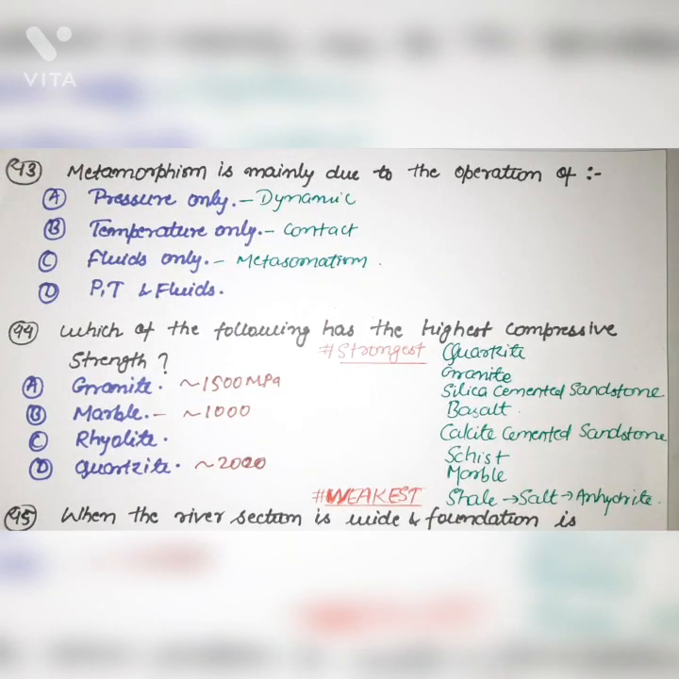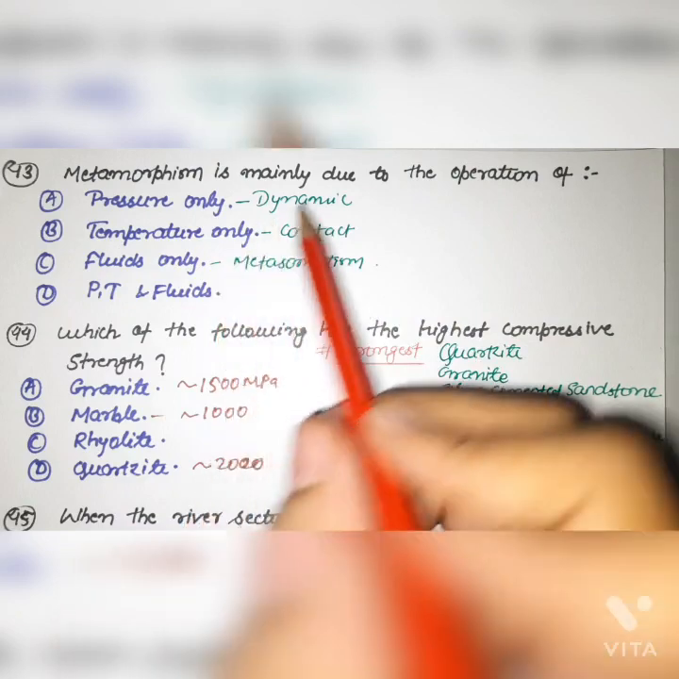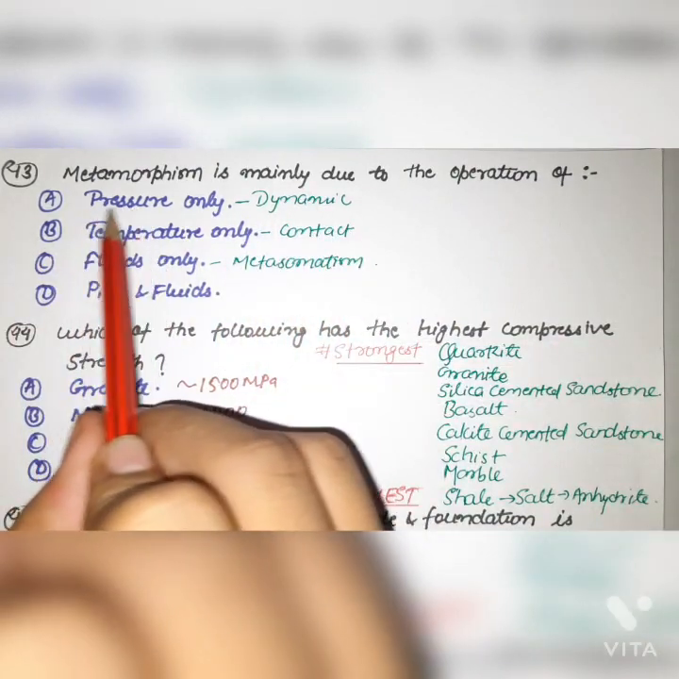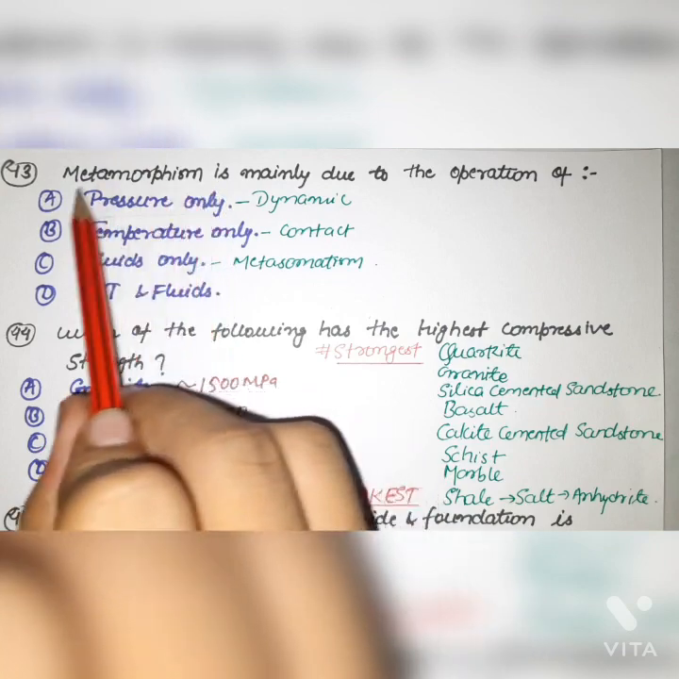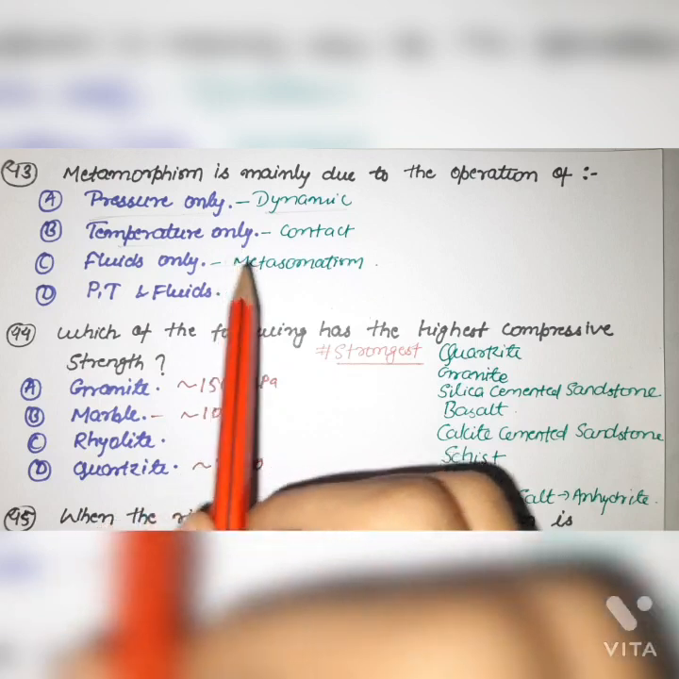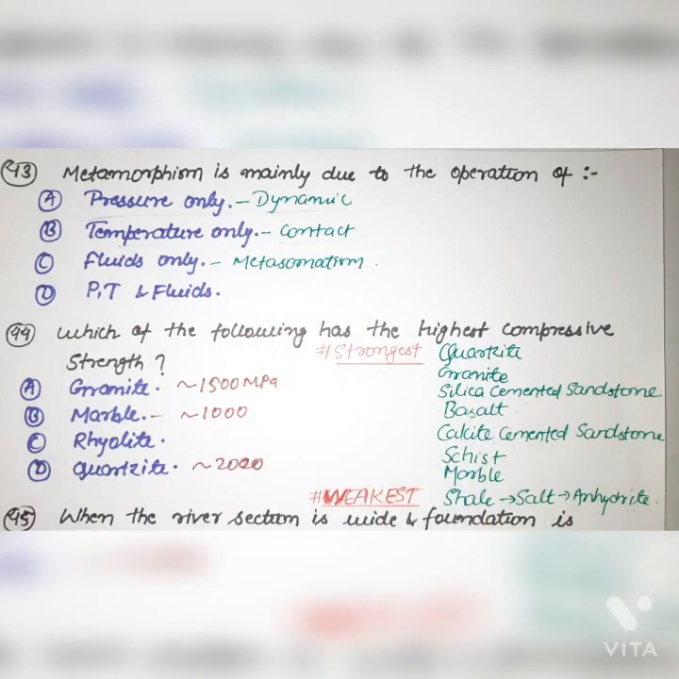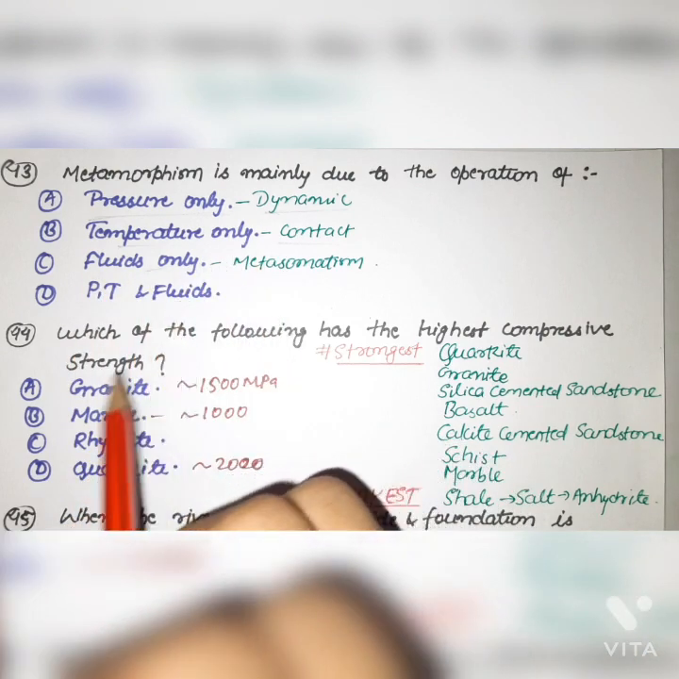Next question is, metamorphism is mainly due to the operation of... So now if only pressure is operating, then the metamorphism that will result is dynamic metamorphism. If only temperature is acting, then the metamorphism will be contact metamorphism or pyrometamorphism. You can say thermal metamorphism. If only fluids are acting, then the metamorphism that will be produced is metasomatism.